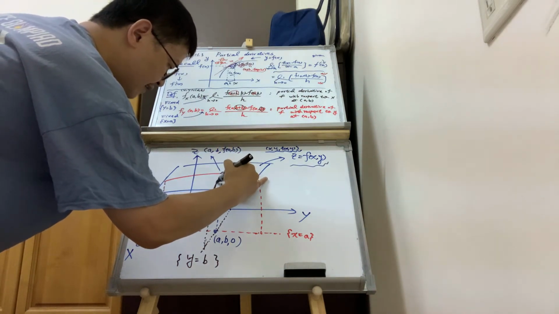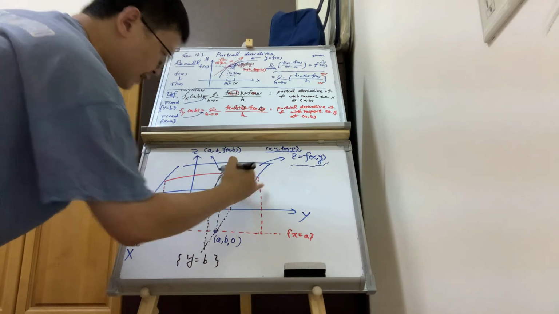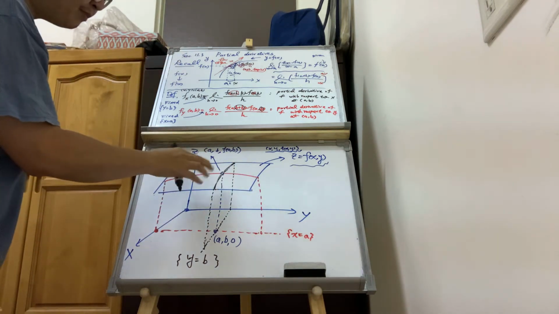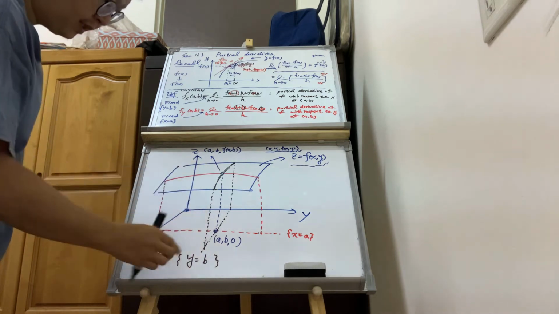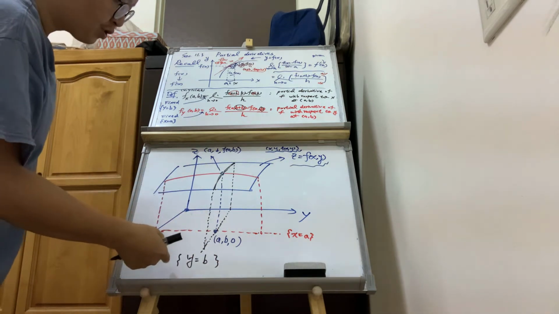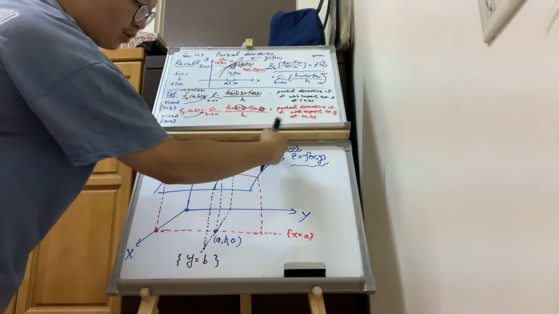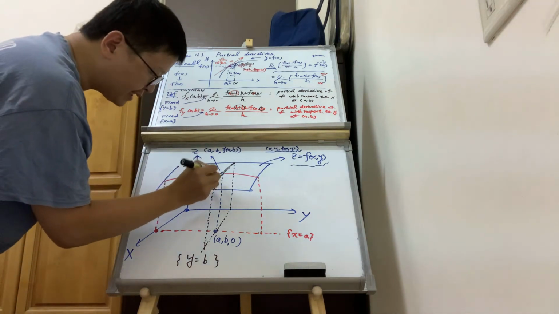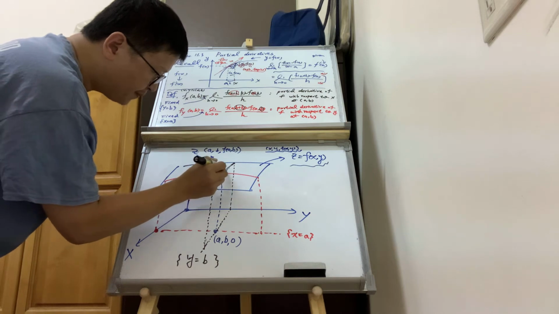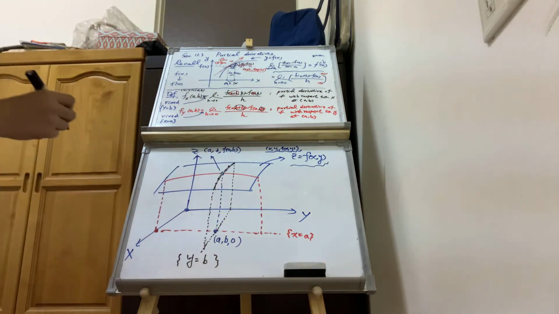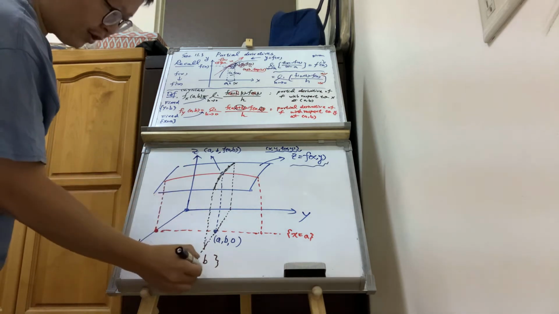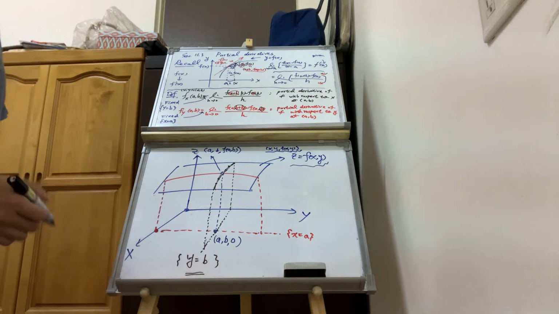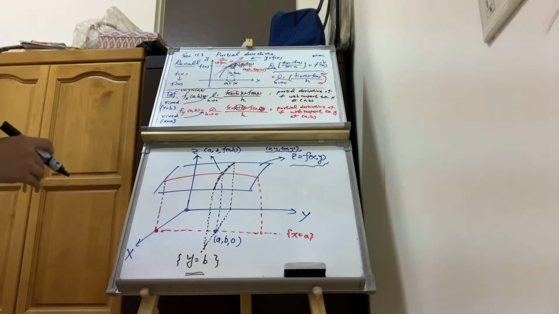It's a line. And every point in this line belongs to the plane y equals b, and it also belongs to the graph. All the points in this line have something in common: their y coordinate value is b, because it's in the plane y equals b, right?